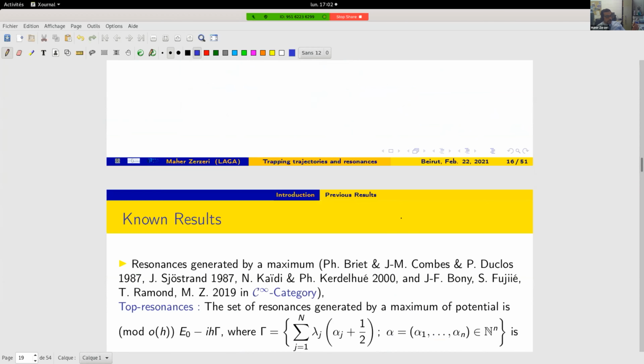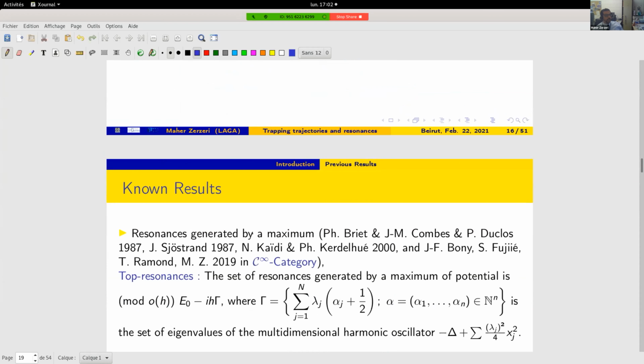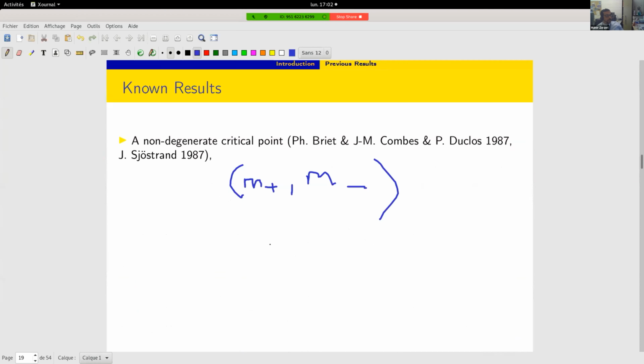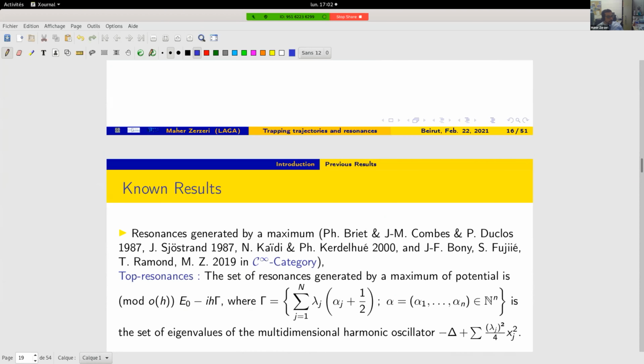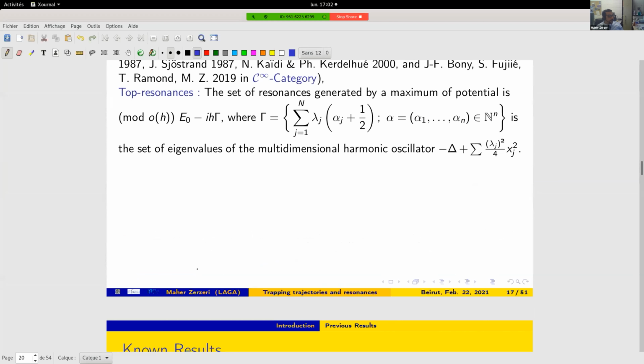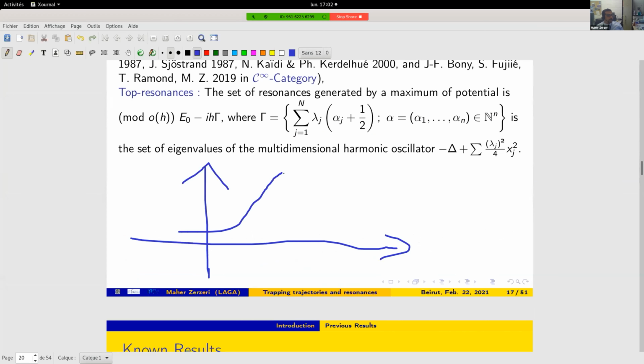And here we need only what we correspond to a maximum of the potential. So the negative one is 0 and the positive is n. So like this. This is our potential V. And we want some energy E0 positive.